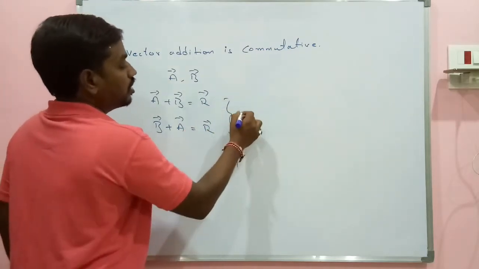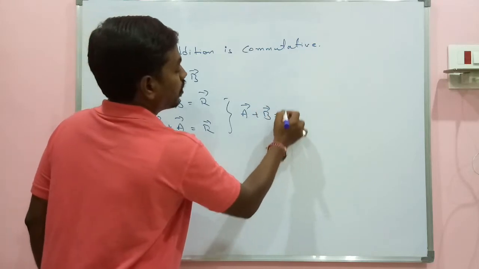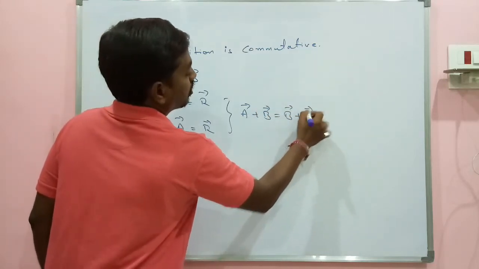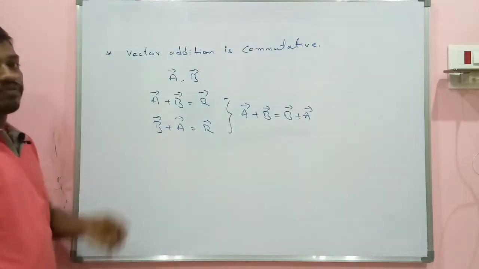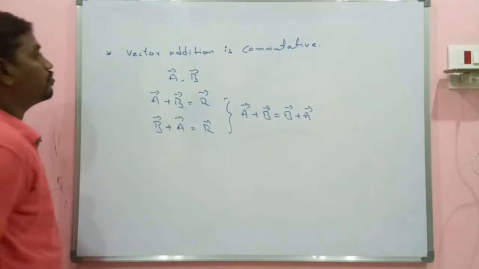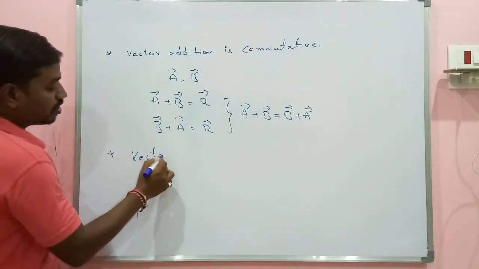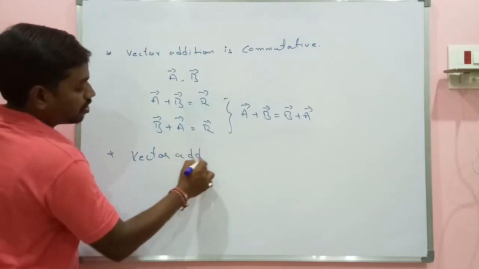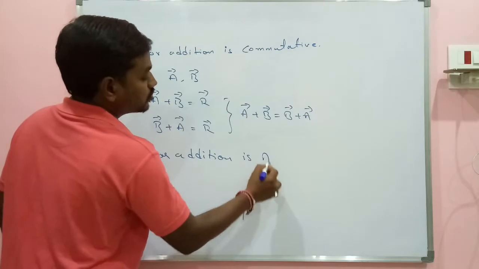That implies vector A plus vector B will be equal to vector B plus vector A. This indicates it doesn't depend upon the order of addition. So vector addition is commutative. The next one, vector addition is associative also.